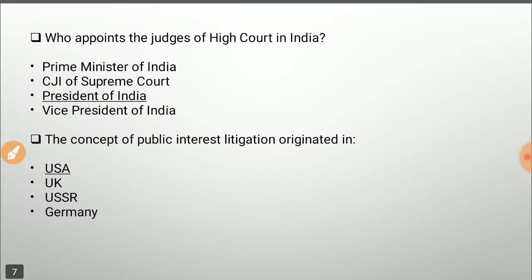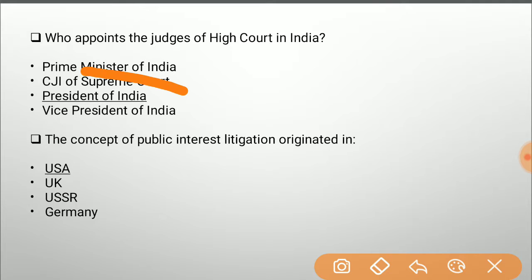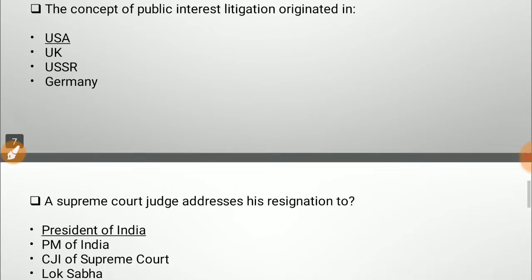Who appoints the judges of High Court in India? The judges of High Court are appointed by the President of India in consultation with the Chief Justice of that particular High Court. The concept of public interest litigation, PIL, like we have seen in the Article 377 homosexuality case and various other cases, originated in the USA. We have taken that concept from the United States of America.